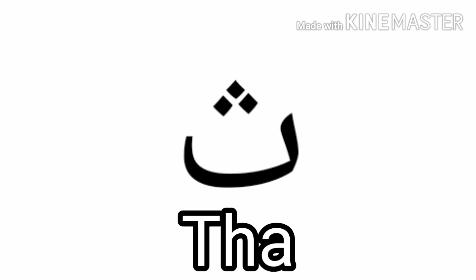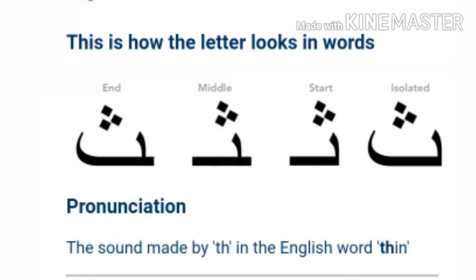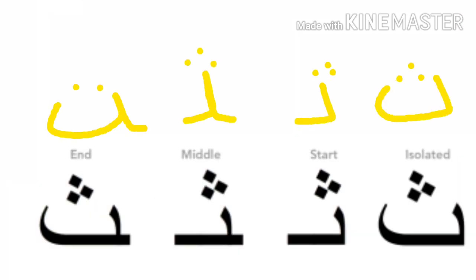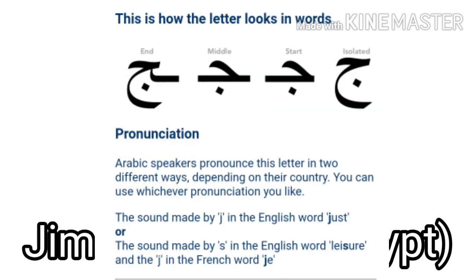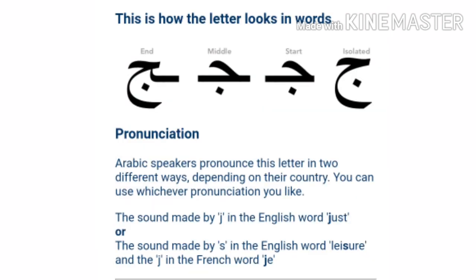And next is Tha. It is basically pronounced as a stronger D and it's like the Ta, but it has three dots on top instead. So here's how to write them in all the forms. Now next is Jim. It makes the J sound, and note that in Egypt, this letter makes a G sound. It's basically a squiggly line followed by a C and a dot in the center. So here's how to write them in all the forms.